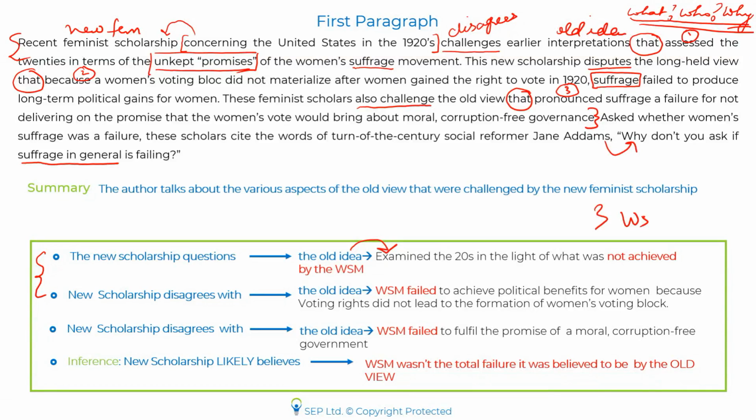Akansha says you had difficulty in equating unkept promise. So Akansha, as you move to the second sentence, suppose you read the first sentence that the old view believed that promises were not kept. And when you move to the second sentence and you see that the voting bloc did not materialize, that could be a part of the unkept promises. Perhaps it was promised that women would be able to develop their own voting bloc, but that did not happen as an outcome of the suffrage movement. So you keep relating to the previous sentence to understand. All right, Akansha.